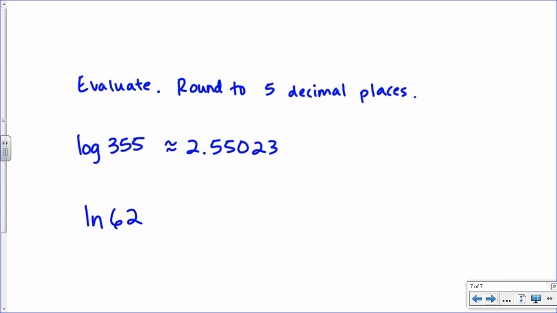Now do natural log. All right. So everybody able to find those buttons on your calculator?